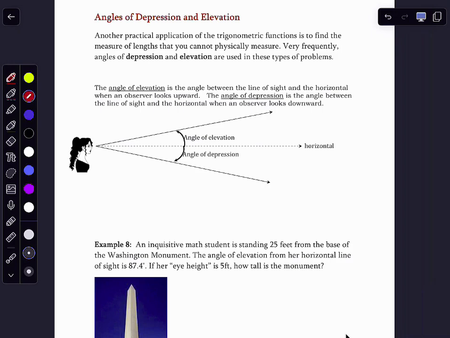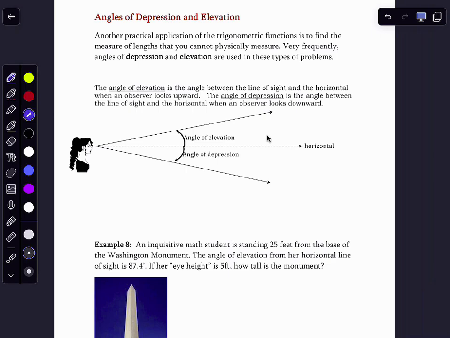So when we talk about trigonometry, we're trying to solve problems that are in the real world. A lot of times people use the terms angle of depression or angle of elevation. The angle of elevation is looking up and the angle of depression is looking down. If you imagine somebody looking horizontally, that would be 0 degrees. Just looking straight forward would be 0 degrees. If you turn your head to look up, that's angle of elevation. If you turn your head to look down, that's angle of depression.